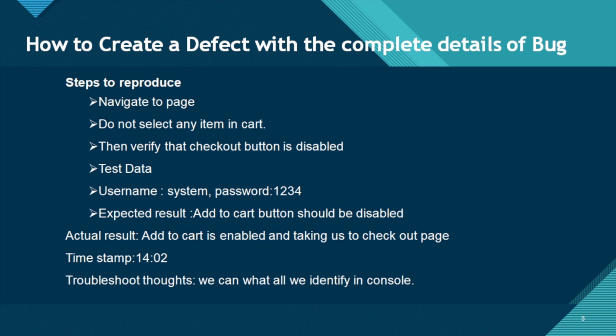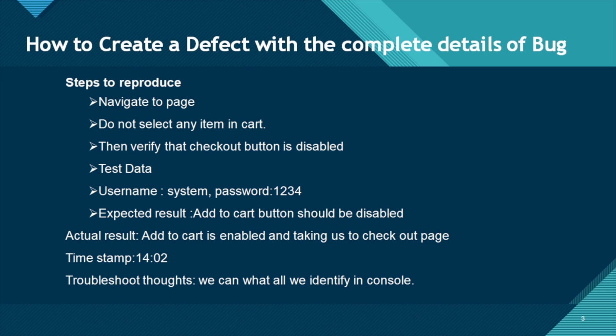Then there will be test data, like how many items we have added in that cart, and I have given a username and password. Then we'll see our expected result: the checkout button should be disabled. And our actual result will be as I told you, whenever we have added an item in that cart, in that case it will be enabled and take us to the checkout page.